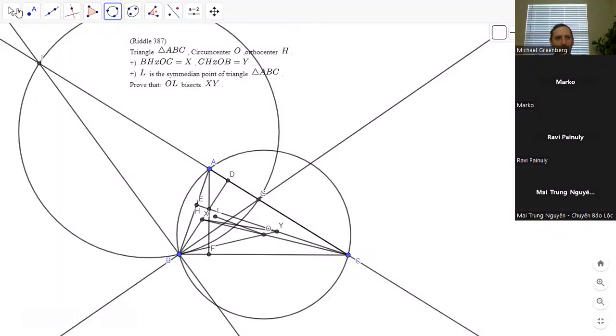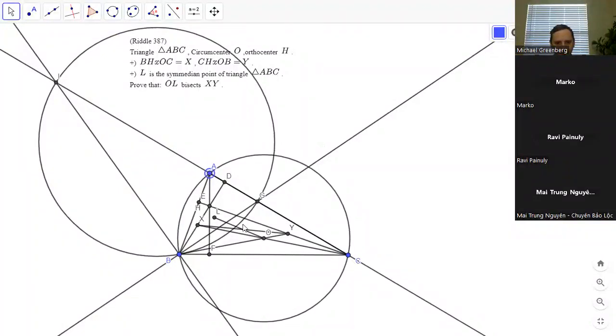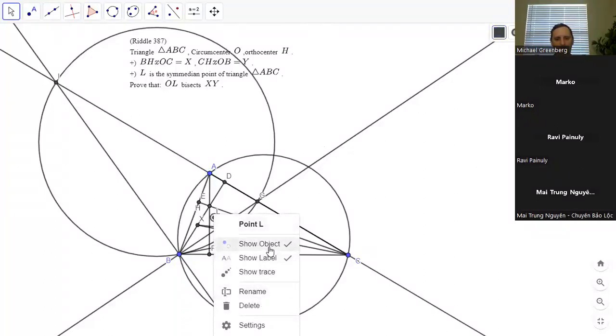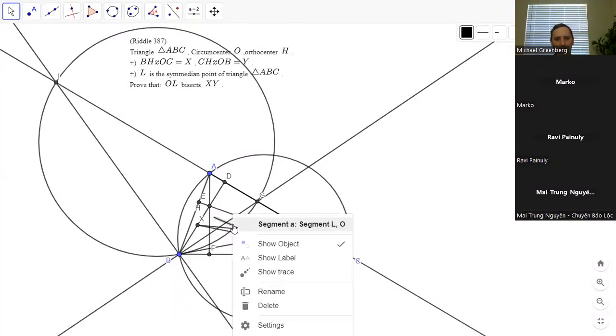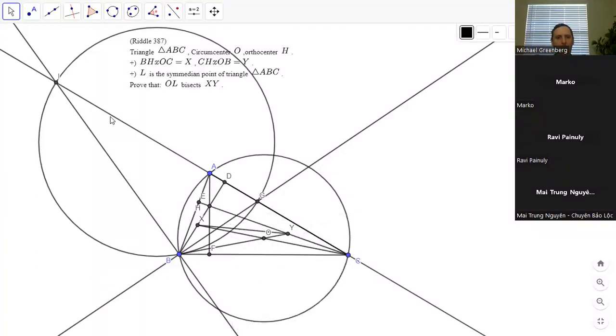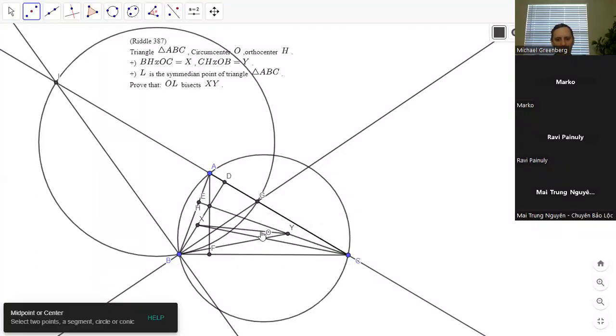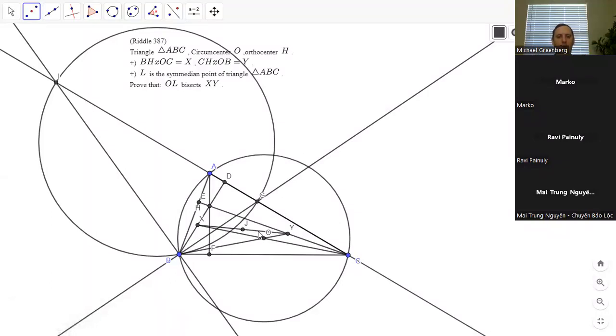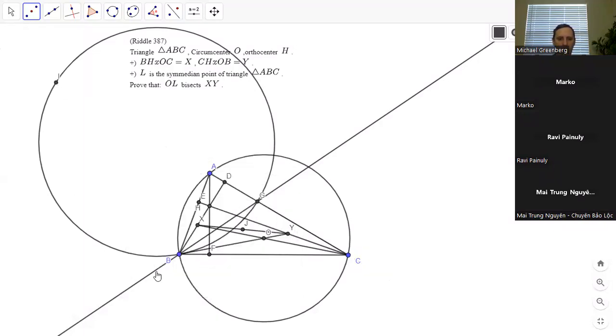And if we take the midpoint of XY, we want to show... So I guess, yeah, we could hide L if we try this approach. We want to show the midpoint of XY. We want to calculate the power of it with respect to that circle. Yes. So yeah, I didn't know about that theorem. That's interesting.